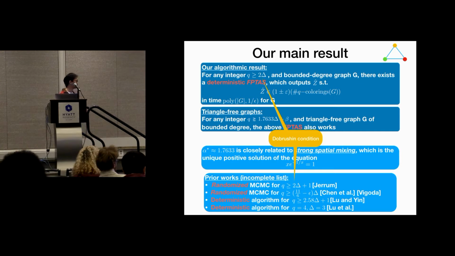But for deterministic algorithms, we are still nowhere close to that. Prior to our work, the best known deterministic algorithm still requires 2.58 delta. For small degrees, if you really think about it, you can get all the way to the optimal result. This is also by Liu and Lu. Okay.